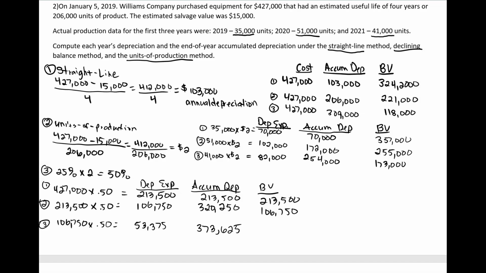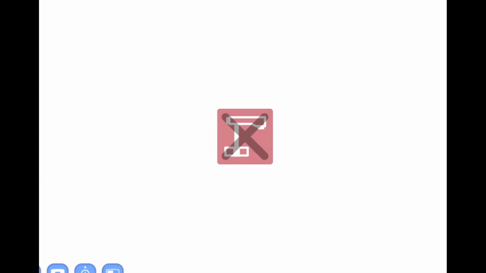The book value will be the cost of 427 minus accumulated depreciation. We have a book value of 53,375. A couple of things I want to look at really quick.